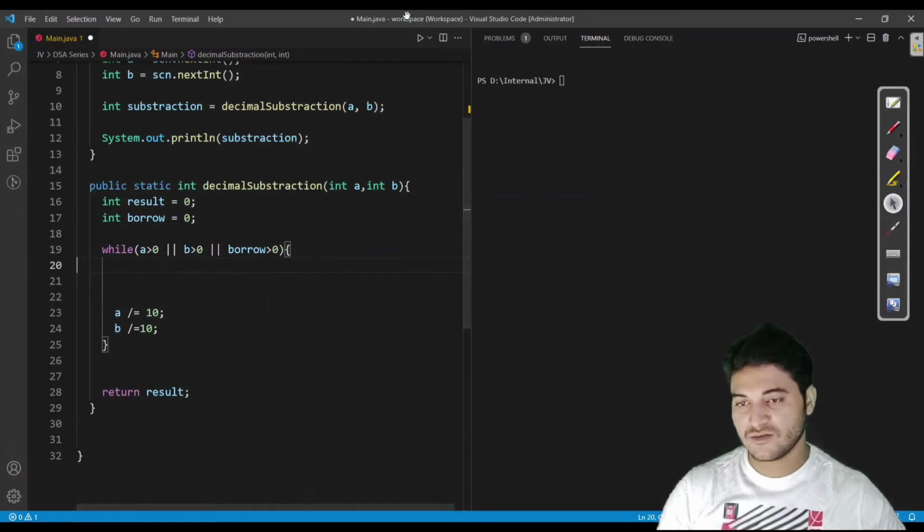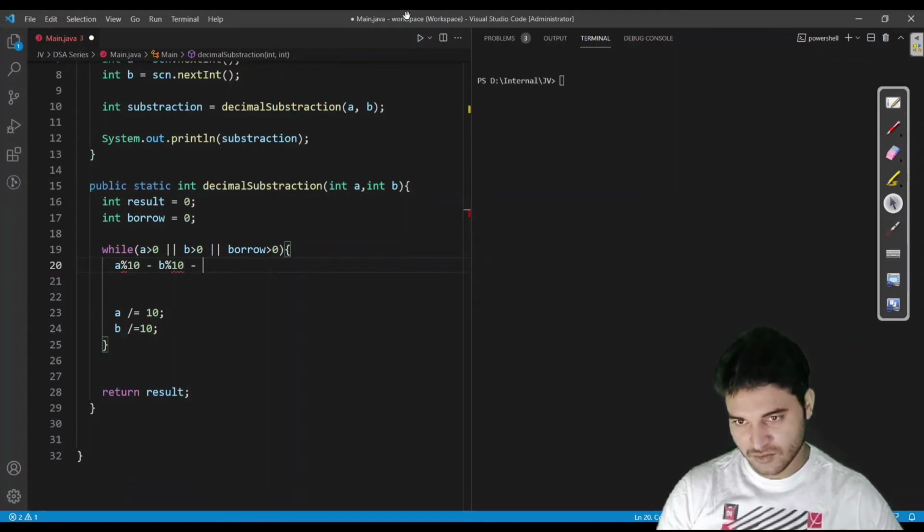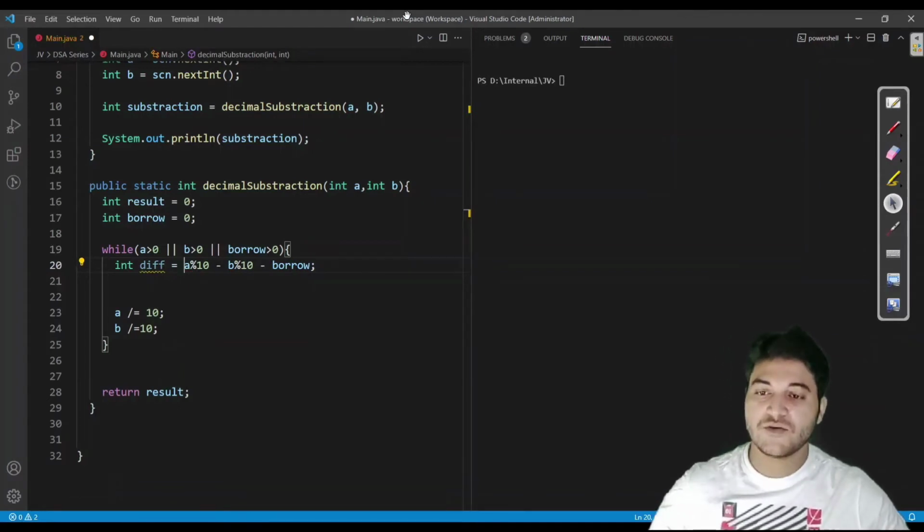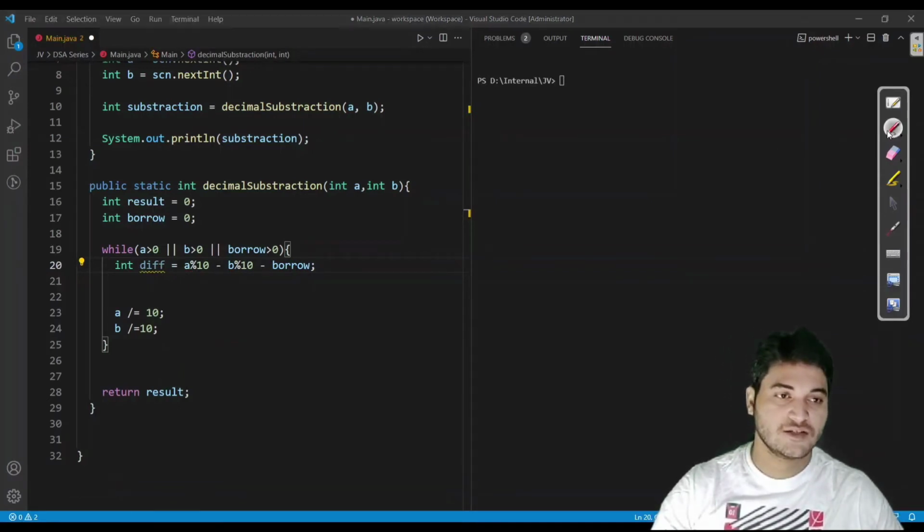Fine. So what we have to do, we have to take remainder of a by 10 because we have to pick the last digit, and we have to take remainder of b also, we have to pick the last digit. Also, we have to subtract the borrow. So let me explain this. What I have written is, fine. So let us understand it.